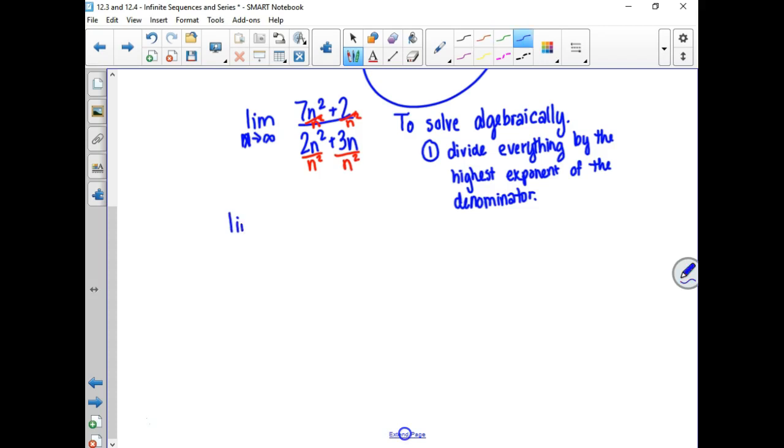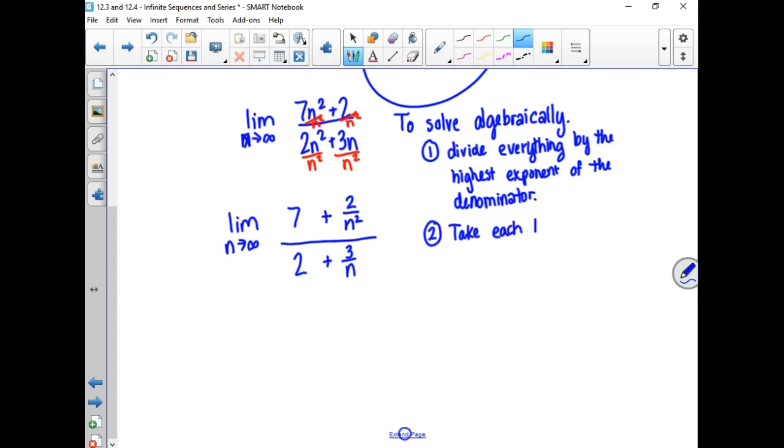So when we do that, we get the limit as n approaches infinity of, what do I get when I do 7n squared divided by n squared? Just 7, right? And then over here I'll get 2 over n squared. And then when I do 2n squared divided by n squared, I just get 2. And then 3n divided by n squared, one of those will cancel, so I'll get 3 over n. Now it looks like I just made things worse rather than better, but let me show you why this is helpful.